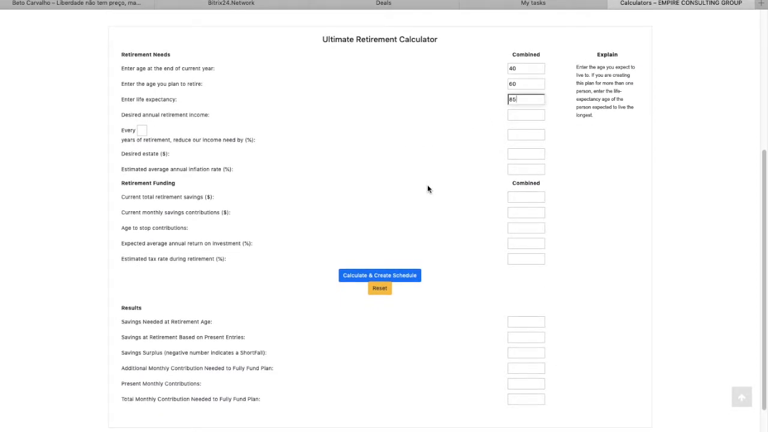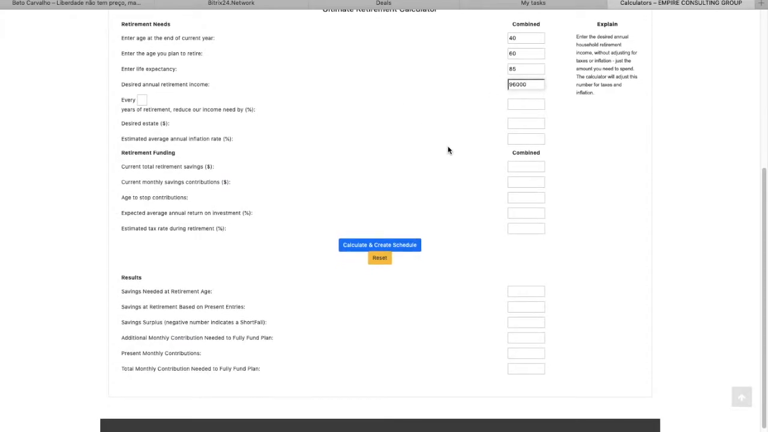Desired annual retirement income. Now this will vary from person to person, but let's assume that at age 60, I want to have an income of $8,000 a month so I can cover my healthcare, traveling, maybe holidays with my kids, maybe helping my kids here and there. Let's say the value is around $8,000 a month. So that would be $96,000 per year.